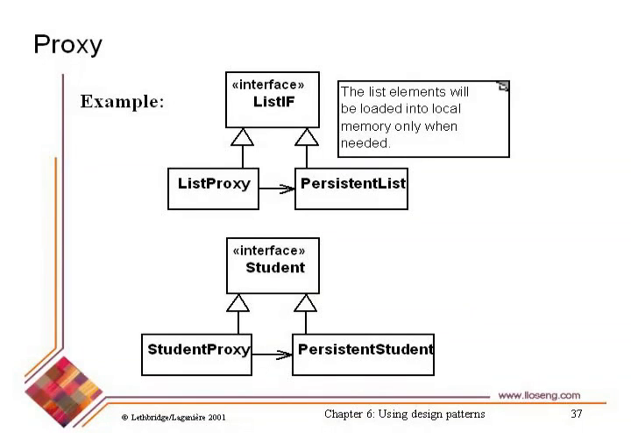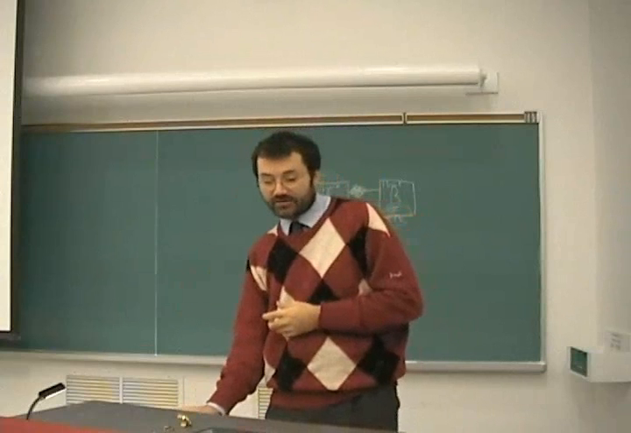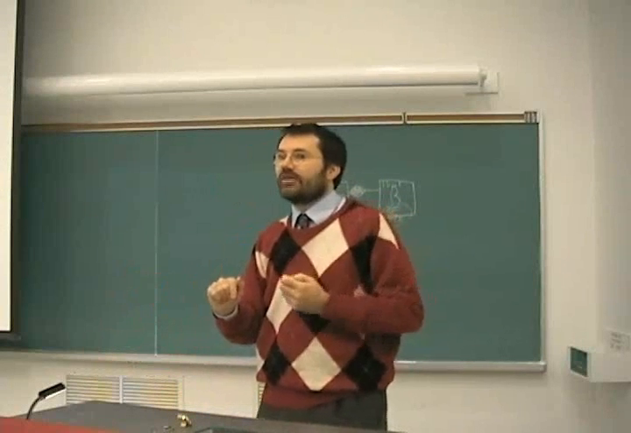The list proxy is the small version. The persistent list could be a massive structure that has 10,000 items in it. But if all you ever want to ask is how big is it, the proxy can tell you the size. So you don't have to load the list into memory or load it from the server to the client. You just have a proxy representing the list, and that proxy can do certain things. It can go and ask the persistent list, how big are you? And then return that value.